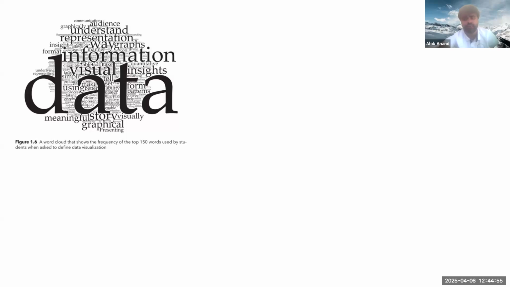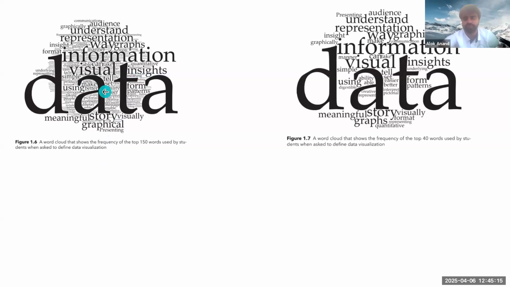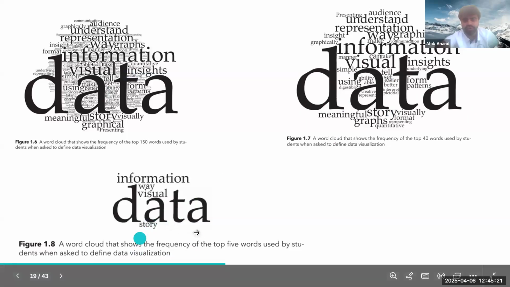And then he created a word cloud. So here he showed the 150 words. And in the word cloud, the size of the letters is directly proportional to the frequency of the words in the given corpus, right? So here we are showing 150 words. Here we are showing the 40 most frequent words. Here we are showing the top 5 words only, right?